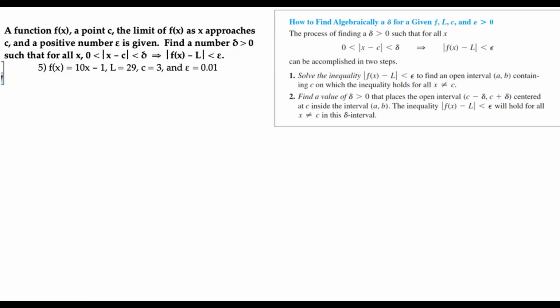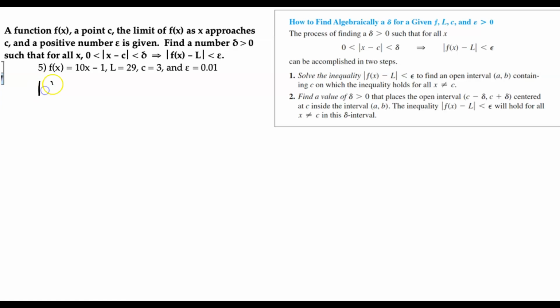Okay, so now what we're going to do is algebraically find a delta value given a function, given a limit, given some number that we're investigating, c, and some tolerance on y that we're going to call epsilon. So there's basically a two-step process here. First thing we have to do is solve the inequality that they reference over here. Once we've solved that inequality, we can find the delta. We can sketch it on a number line really quickly, and I think we'll see how this works. So let's go ahead and take a look.